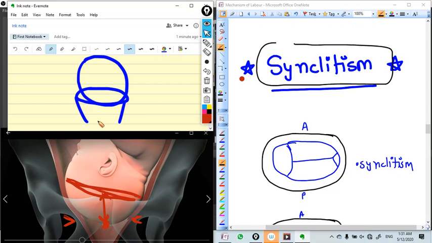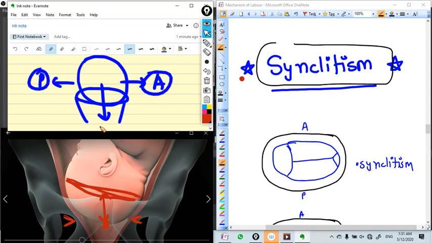the head is at the pelvic inlet. It cannot go easily inside. Why? Because the size of the head is not that small relative to the pelvis. So it doesn't go easily into the pelvis. So what happens? The head tilts there. Either the head tilts anterior or the head tilts posterior. This is anterior, this is posterior.